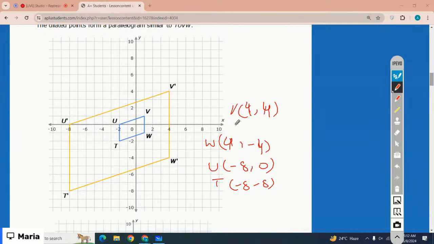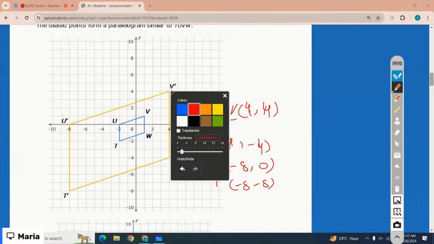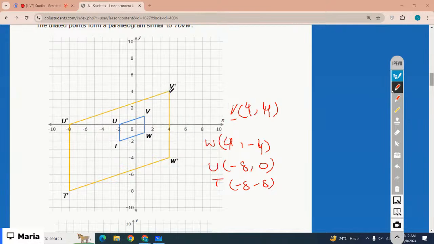V is 4 and 4, so here is the V dash. You can see here x is 4 and y is 4, right? Then you have W. Here is W. W is 4 and negative 4. X is 4, y is negative 4. Then you have U, which is negative 8 and 0. Then you have T, which is negative 8 and negative 8, right? So you need to multiply all the factors by 4.